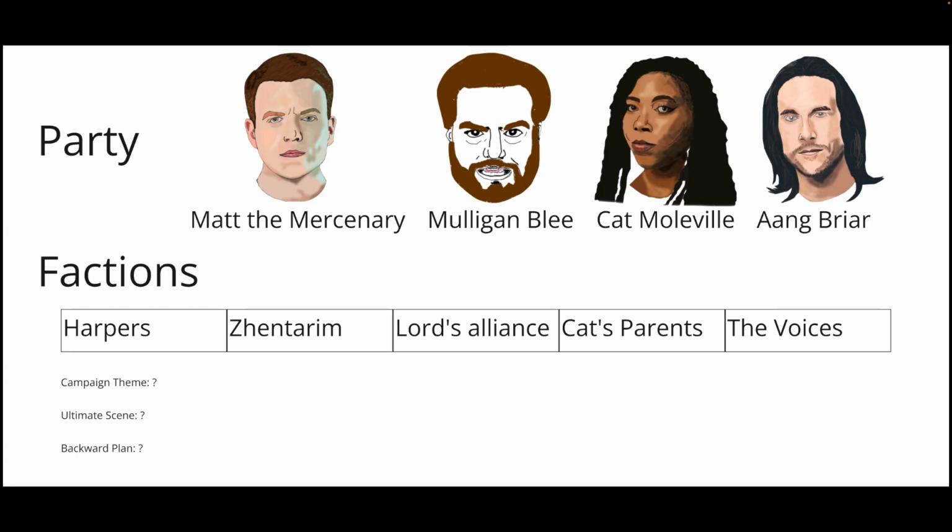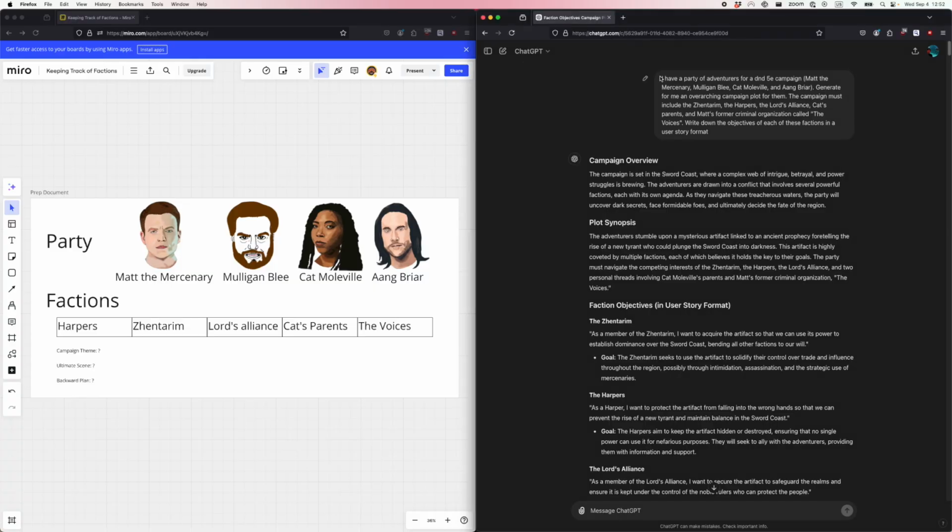As you can see, I don't know anything about anyone yet, and I don't even know what the campaign will be about. I tried to do it live, but that was a bad idea. I'll just walk you through what happened instead. I first described my party to ChatGPT and asked it to come up with the campaign theme as well as the objectives of each of the factions. This is just to demonstrate that the technique stands on its own and that I could not have possibly planned everything out right from the start.